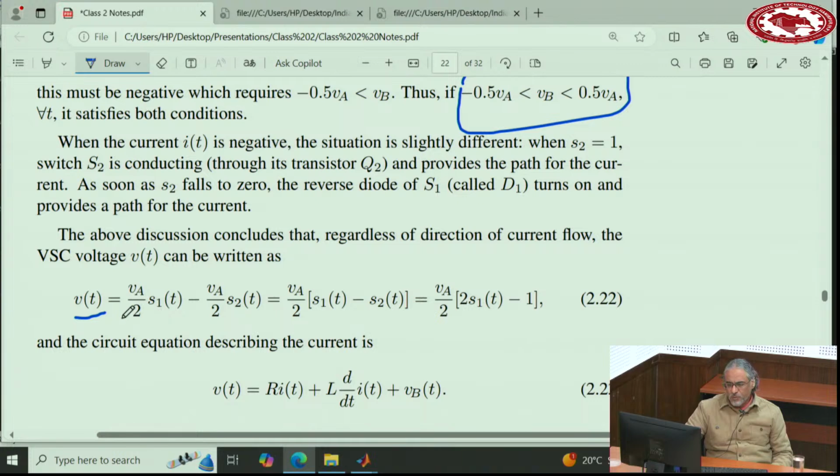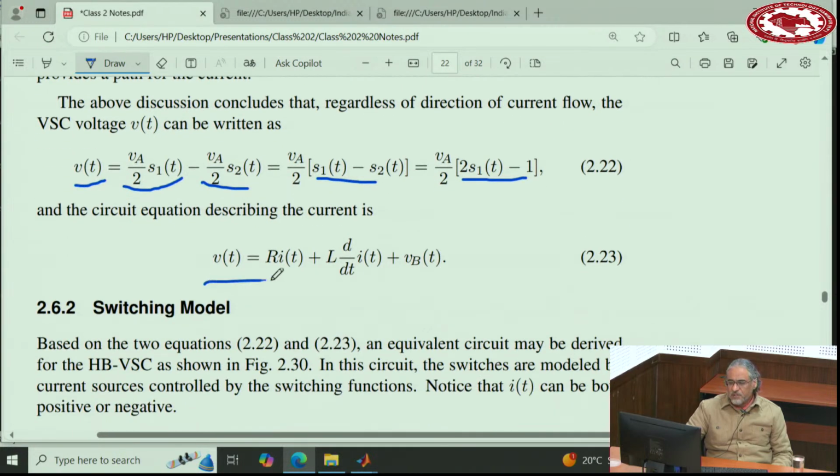When the switch S1 is on, it is half VA. When the switch S2 is on, it is negative half VA. So this is the mathematical way of representing it. So you can factor out this way, and because S2 is 1 minus S1, you can say 2S1 minus 1. And then this is the voltage equation. So again, this one and this one fully model this converter, both at the switching level and at the control level.